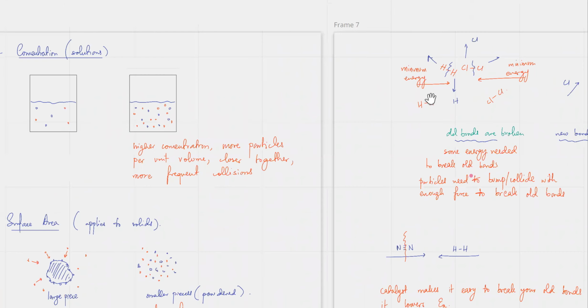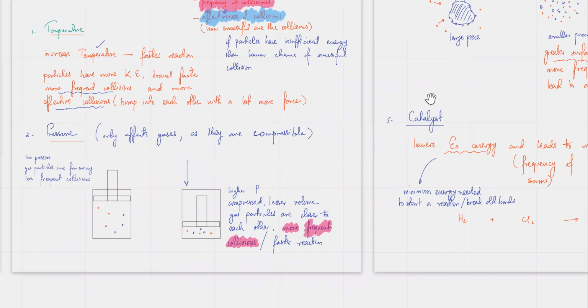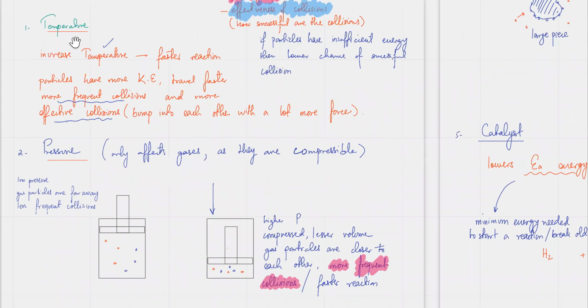Anyway, so we did these 5 factors. Okay, I told you that temperature increases the kinetic energy of the particles, they start moving faster. When they start traveling faster, you get more frequent collisions, they bump into each other a lot more. And they also have effective collisions because now the particles are more energetic. So they bump into each other with a lot more force. So you get more successful collisions as well.